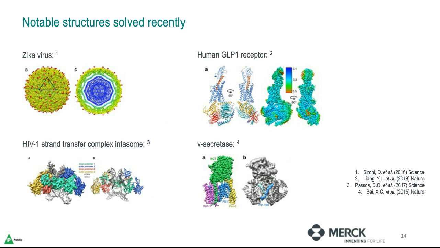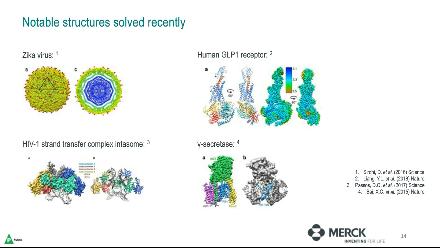So just to give you some examples of important targets that have been solved by cryo-EM in the last few years, you have the structure of the Zika virus or the structure of the HIV strand transfer complex intasome at the bottom left. That is the molecule of the HIV virus responsible for introducing the viral DNA inside the cells. At the bottom right, you have the gamma secretase. It's a membrane protein, quite small, 170 kilodaltons for a cryo-EM specimen. It was solved 4 years ago, and at that moment, this structure was a revolution in the field due to the level of resolution for a membrane protein that was also so small by cryo-EM standards.